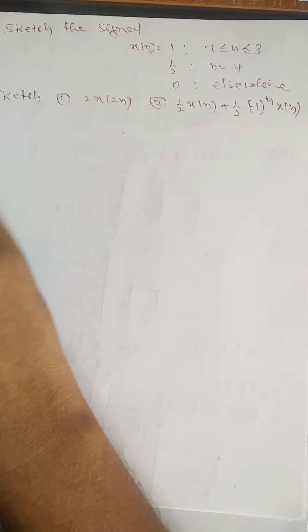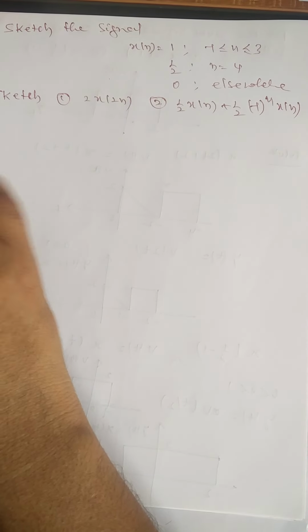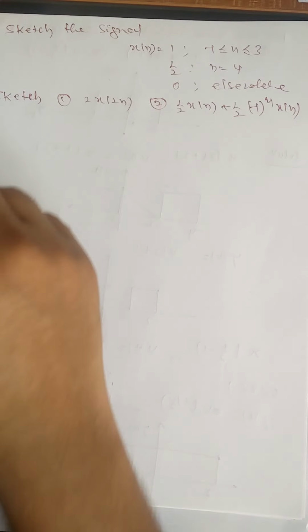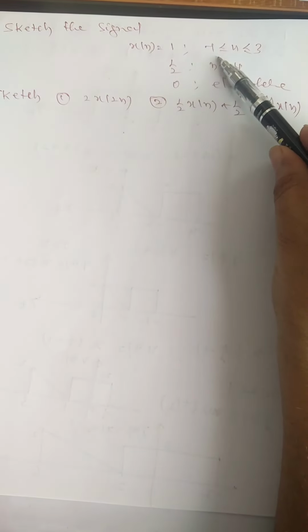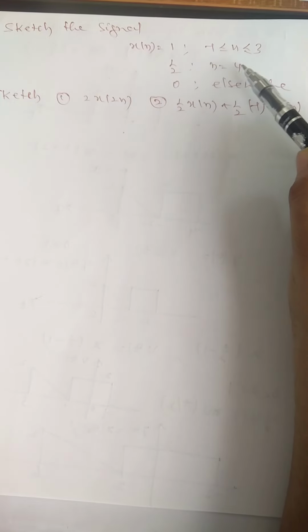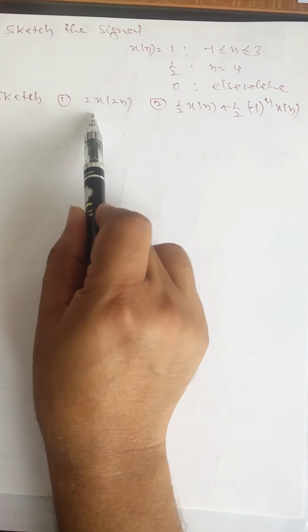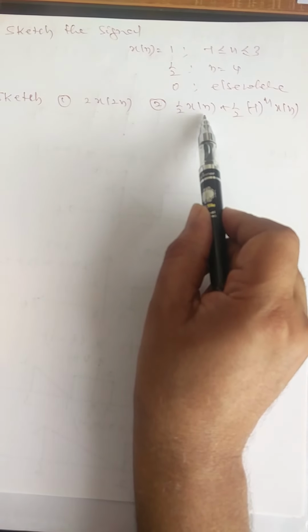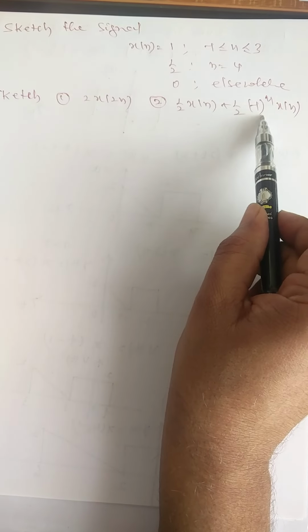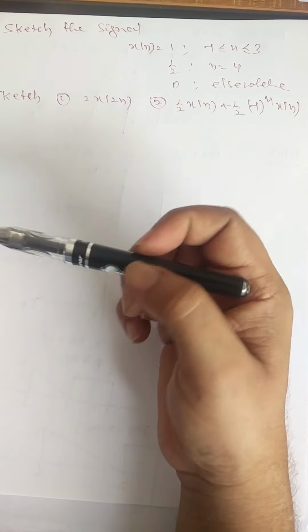One more problem on sketching the discrete time signal based on the basic operations. Here the question is: x of n is equal to 1 from minus 1 to plus 3, and 1 by 2 at n is 4, 0 elsewhere. I should sketch these two: 2 into x of 2n, and the second problem is 1 by 2 into x of n plus 1 by 2 into minus 1 whole to the power of n into x of n.